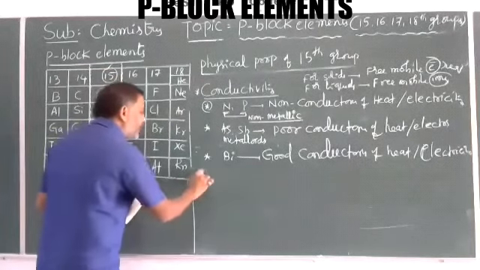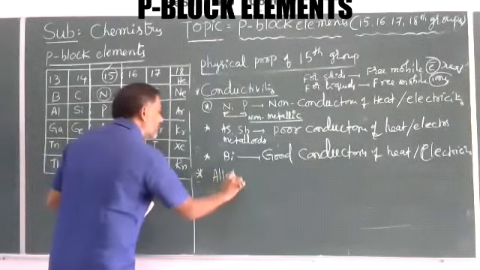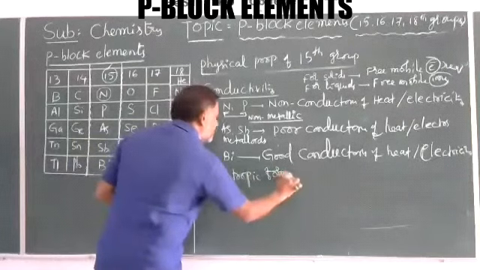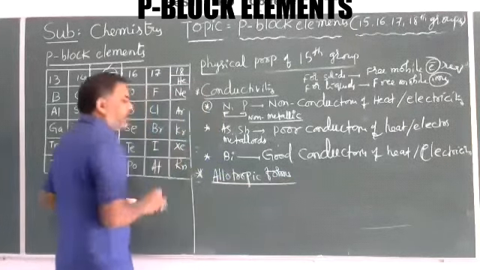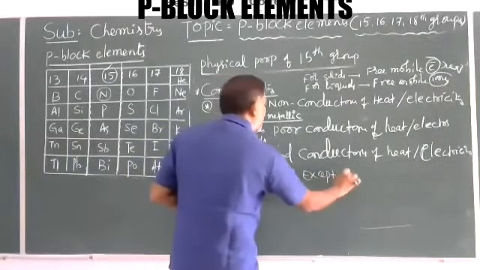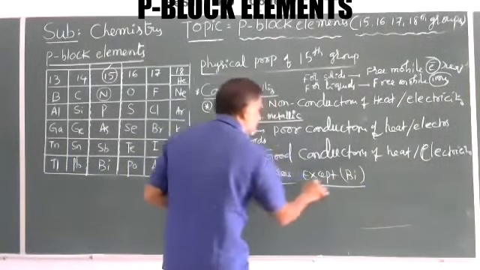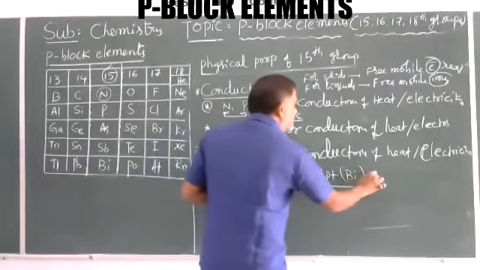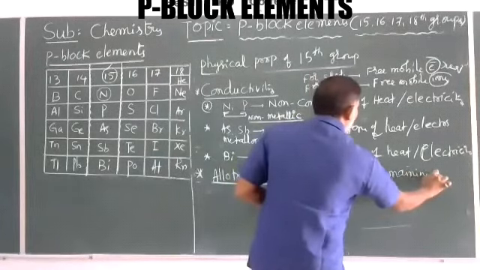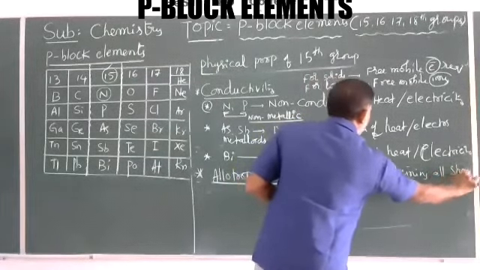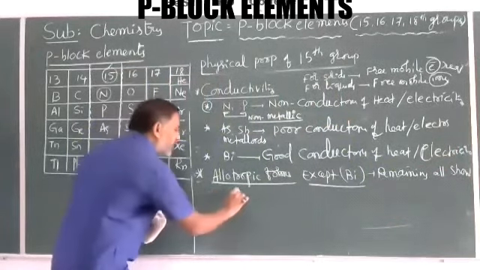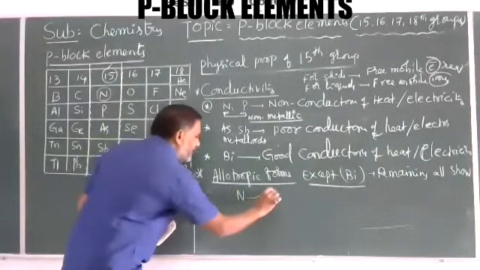Here the next important point is allotropy. Allotropic forms of 15th group elements. Except bismuth, all the remaining elements show or exhibit allotropic property. Here nitrogen shows two important forms.